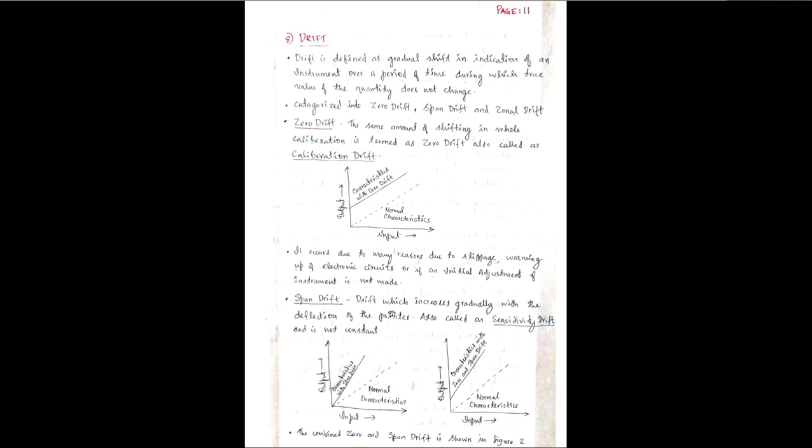And next one is span drift. Span drift means the drift which increases gradually with the deflection of the pointer. You can see this is the normal characteristics. As the measurement increases, you can see here the span shift is increasing. This is the characteristics with the span shift. Okay. The combined zero and span drift is shown here. When the span shift and the zero shift are both combined, it will come like this. This is the normal characteristics, and this is the characteristics with the zero and span drift.